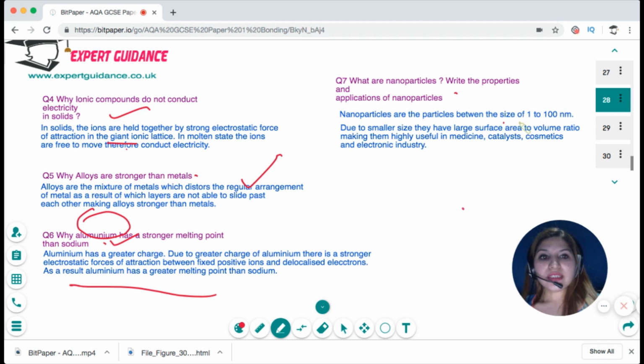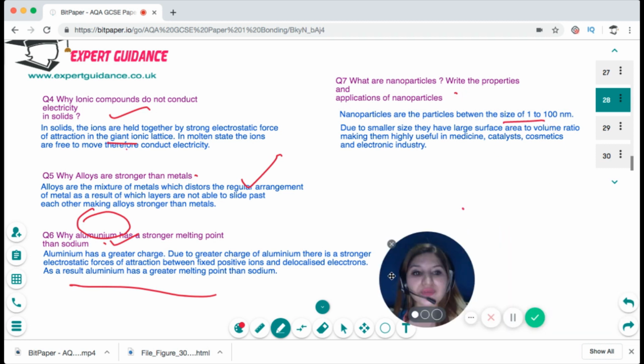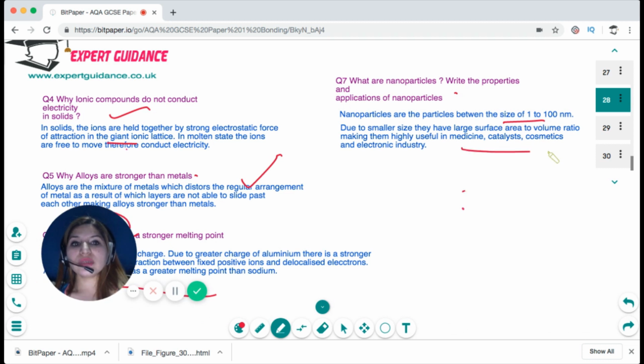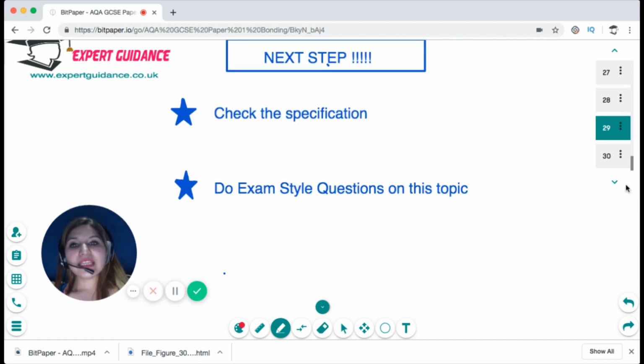Nanoparticles are particles of size 1 to 100 nanometer. Due to their small size, they have a high surface area to volume ratio, making them useful in medicine, catalysts, cosmetics, and industry. Okay, so I hope this topic is clear to you.